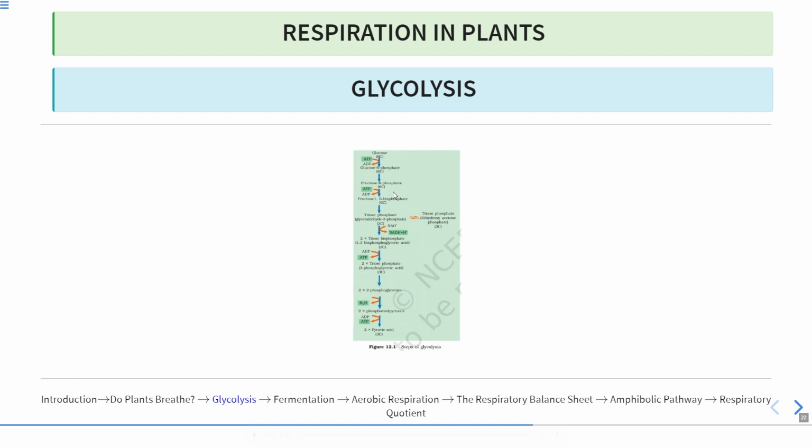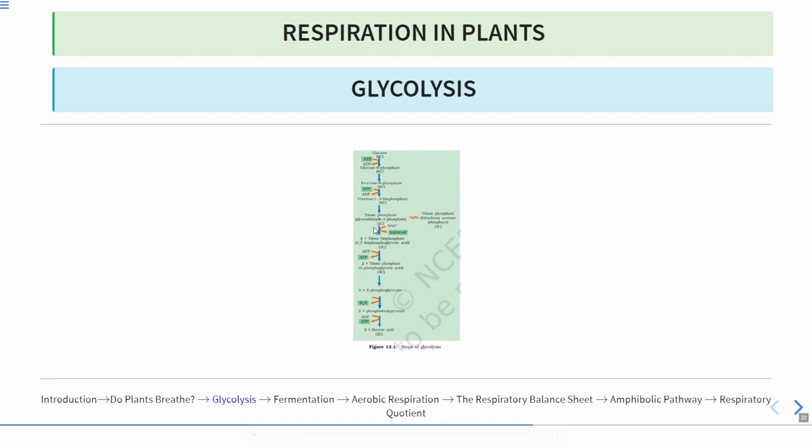Now this fructose 6-phosphate, again one ATP is used here, and it is converted to fructose 1,6-bisphosphate. It means that one phosphate is attached to the sixth carbon and one is attached to the first carbon of the fructose. For this an enzyme is required, called phosphofructokinase.